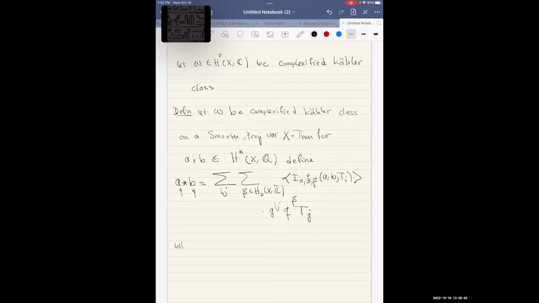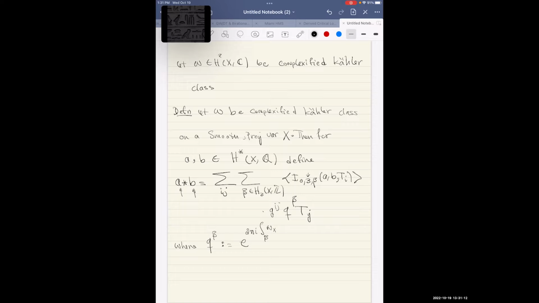Where Q to the beta is defined as e to the 2 pi i. It should be a number. Q to the beta doesn't have any meaning yet, but now it will have a meaning. It is the complexified Kahler class of X integrated against beta. So this Kahler class is sitting in H upper 2, and beta is sitting in H lower 2.